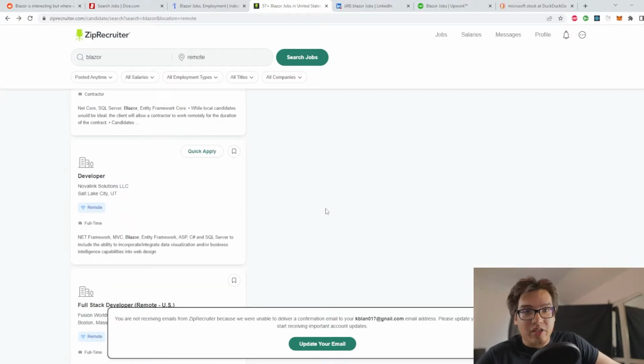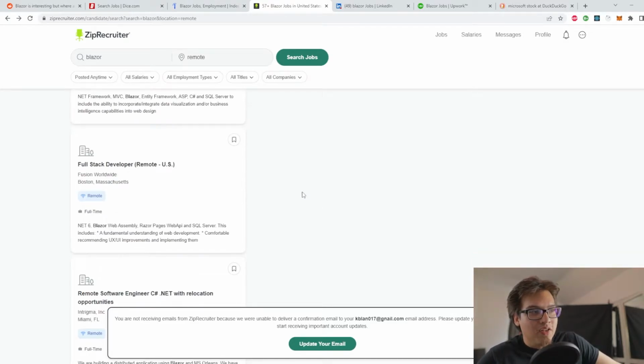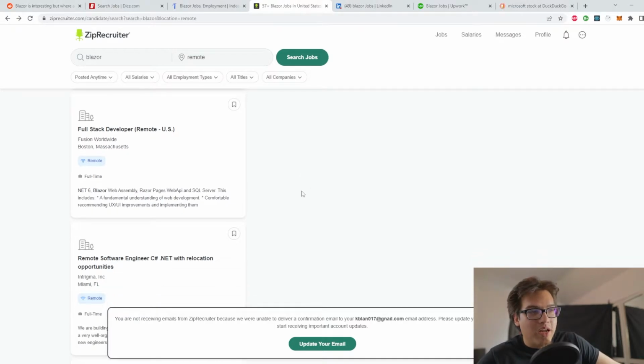There are not that many entry-level positions, but again, that is a trend in all software development. Basically, what they want to find are people who already have experience.